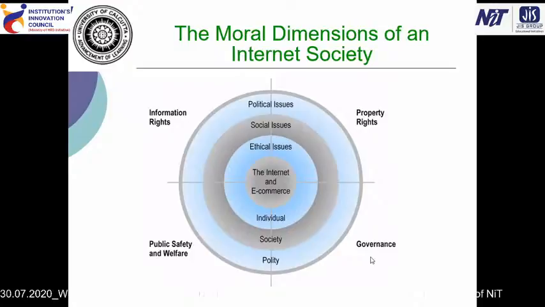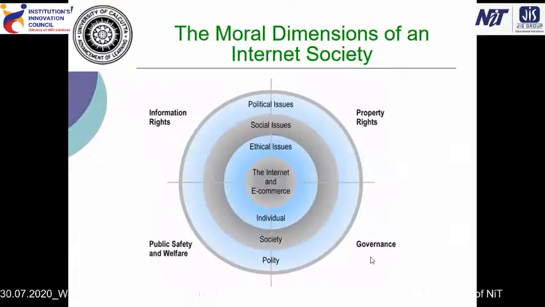This is public safety and welfare, and fourth, the governance. So in our political issue, this is your circle structure. This is the social issue, ethical issue. In the kernel of this shell are the internet and e-commerce. E-commerce and the internet are now very vital in the COVID pandemic situation. Using e-commerce, our banking sector and IT sector are now established. But we are individually working from home through e-commerce and e-systems and IT systems also, so society and polity.